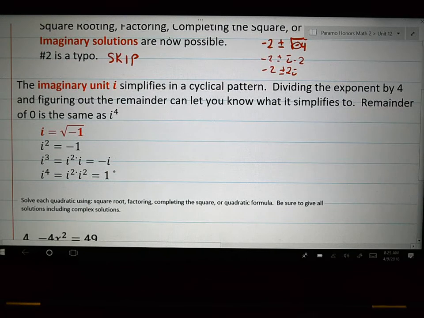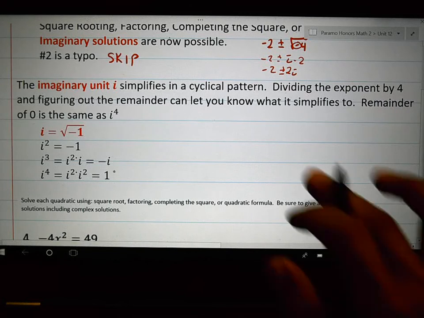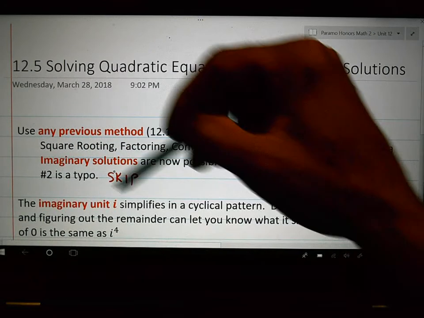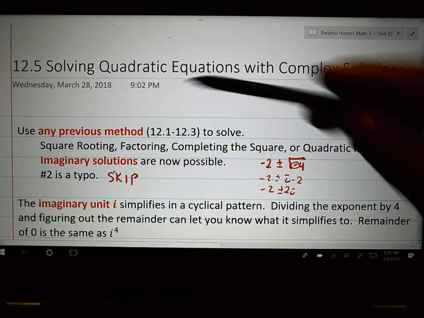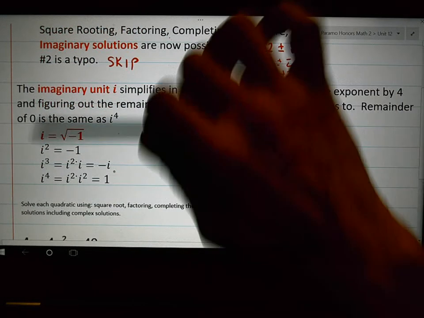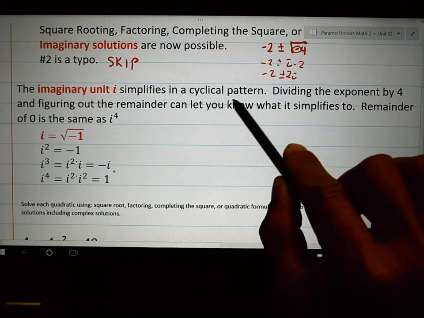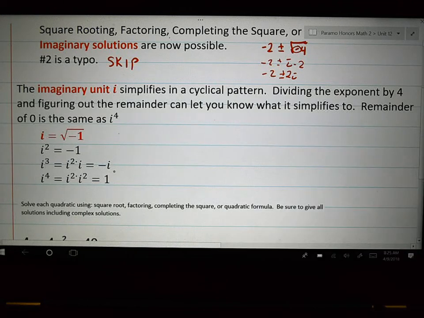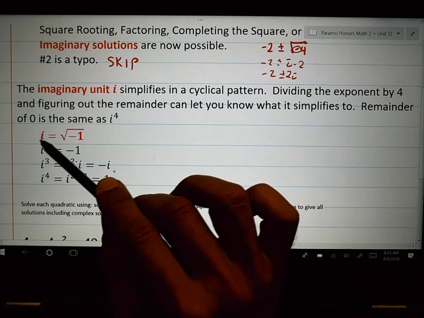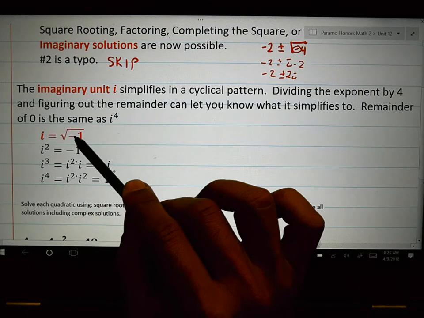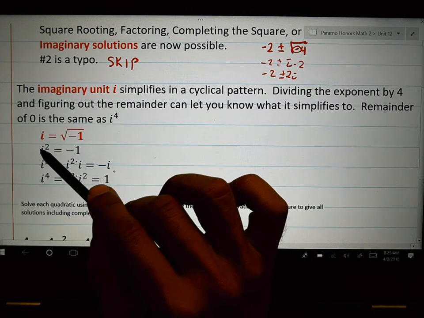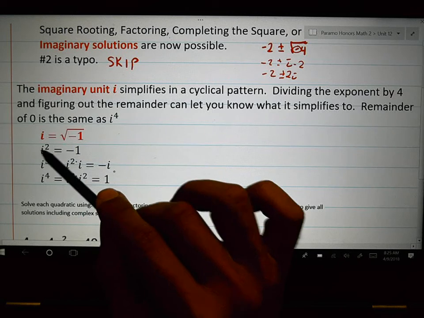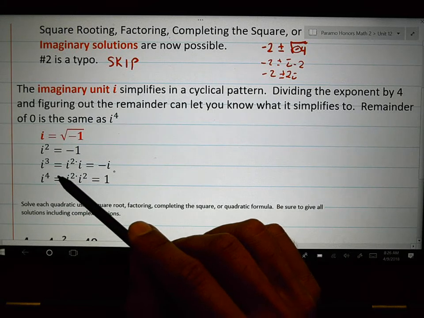And then there are going to be several problems at the end of section 5. So the majority of the problems will be review questions. The only thing that is new deals with this cyclical pattern of i. Cyclical is a long word for cycle. There's a pattern to how i simplifies. i is the square root of negative 1. The square root of negative 1 always simplifies to i. i squared always simplifies to negative 1. That's the definition of what the complex number i is.